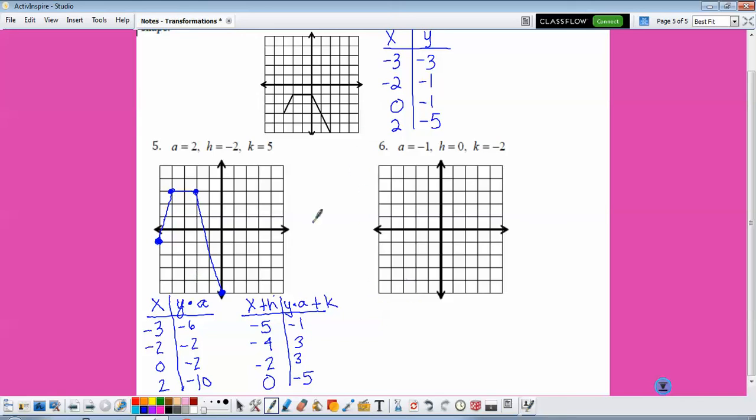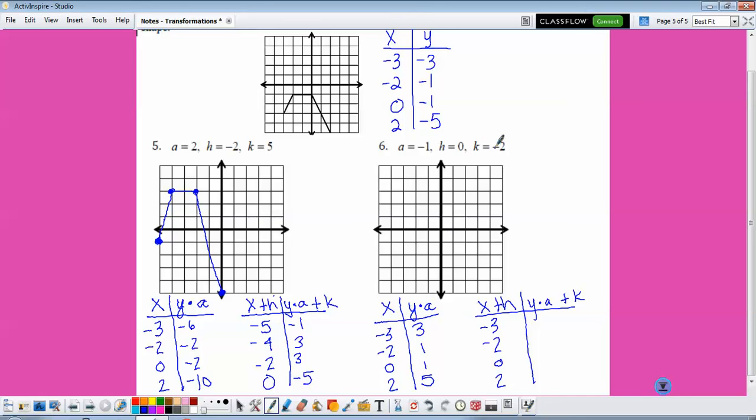All right, our last example. We're going to do y times A first. So anything times -1 changes the sign, so these are all going to become positives. And then x plus H, and y times A plus the K values. Since H is 0, adding 0 to any of these things won't change it. And then we're going to add -2 to all the y values.